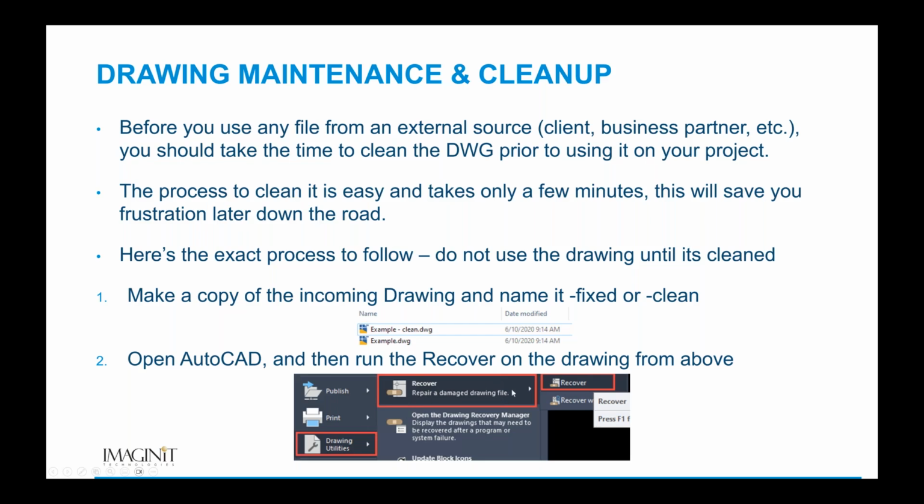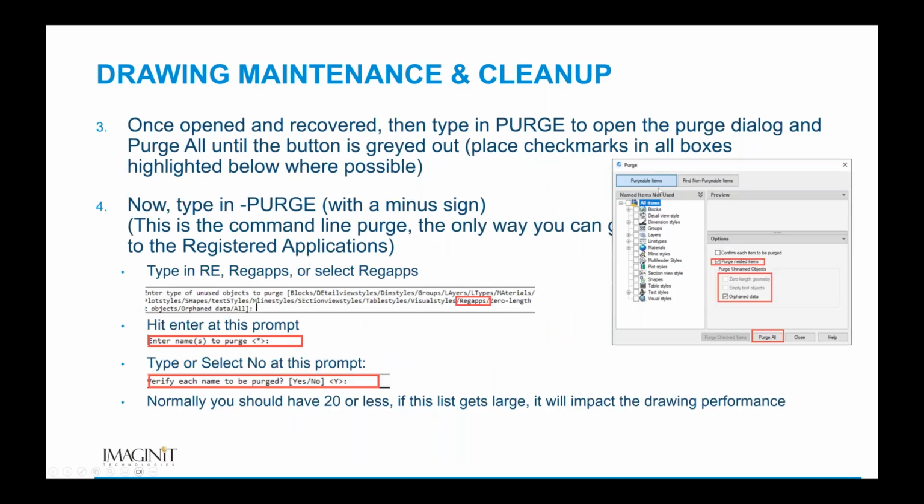Open AutoCAD, run recover on the drawing. Once opened and recovered, type in purge everything out of the drawing you can. Then do minus purge with a minus sign. This is the only way you can get to where the registered applications are. So you'll do minus purge, type in RE for regapps, hit enter at this prompt, select no at this prompt. Normally you should have 20 or less. If this gets large, it will significantly impact drawing performance.